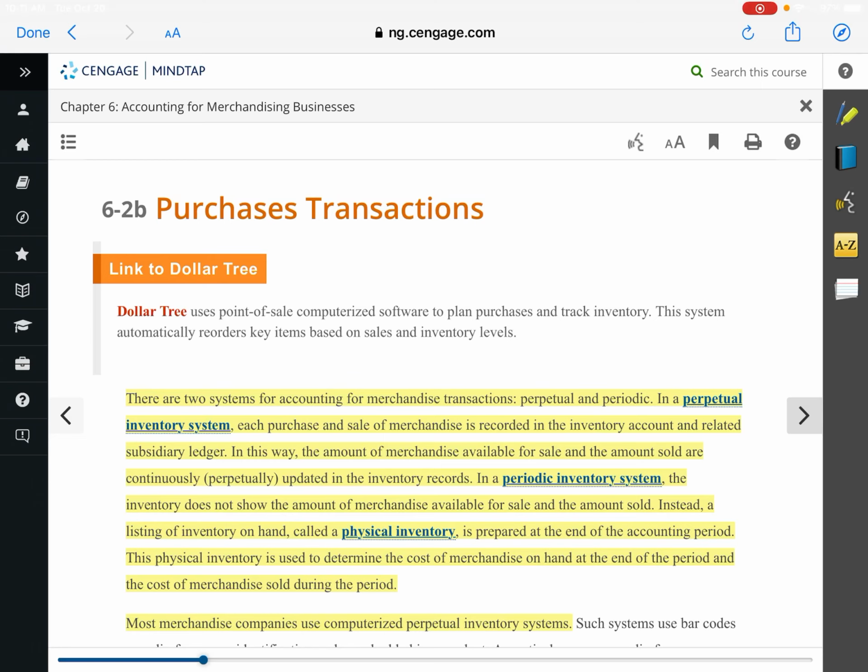Now, how do we buy that? In the first instance, we paid for it with cash. In the second instance, it says that we purchased $9,250 of merchandise on account. So, same type deal. We still received inventory, which is an asset. But in the second example, we bought it on credit.